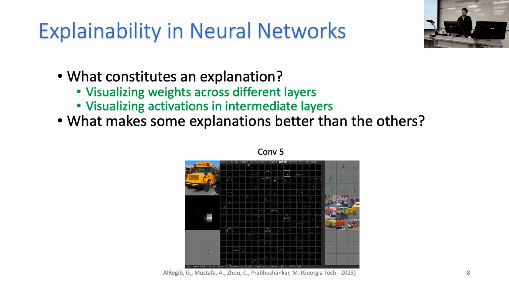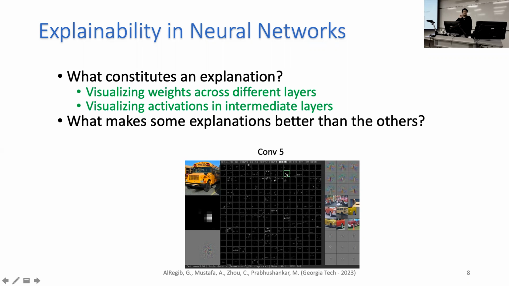We had another type of explanation as well, another whatever constitutes an explanation, which is visualizing activations in the intermediate layers. We kind of tied the activations or the maximally activated neuron back to the patch and said that if this patch is present in an image, then this particular activation, I think this one is the brightest one.